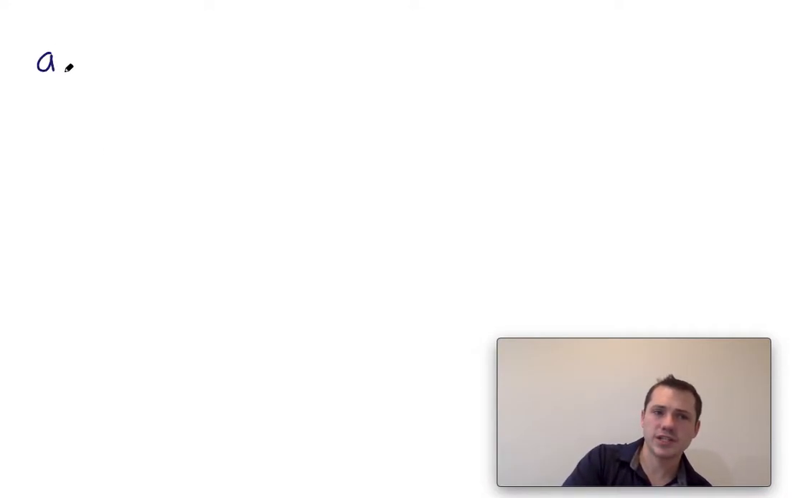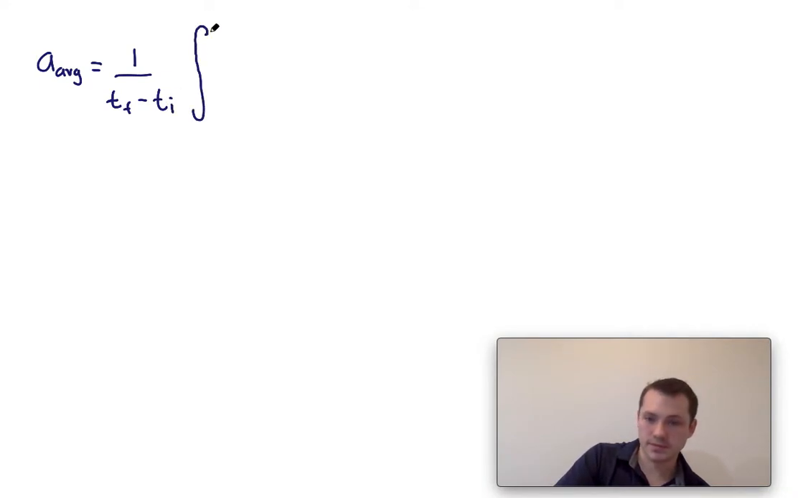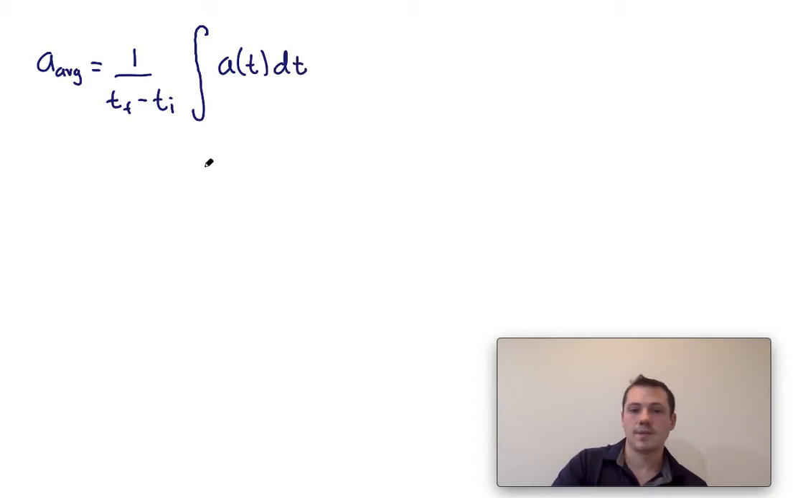So our average acceleration, I'm going to write as a average, is going to equal 1 over t final minus t initial times the integral of the acceleration as a function of time from t initial to t final. So let's go ahead and see what this looks like.